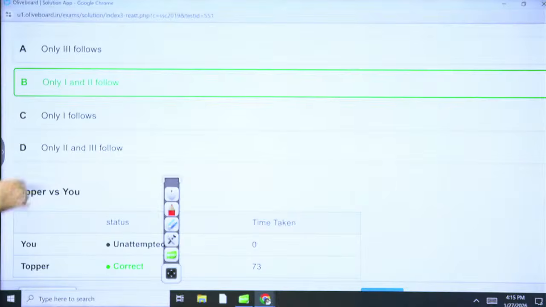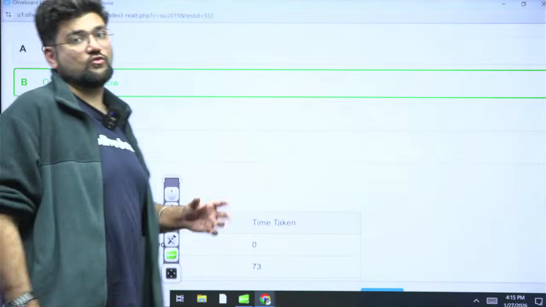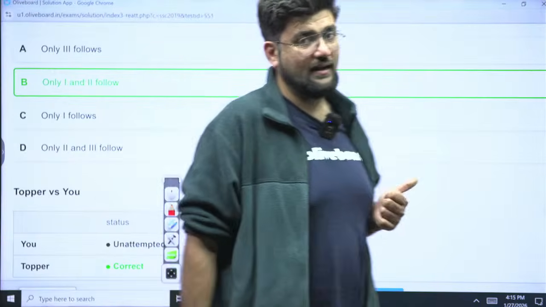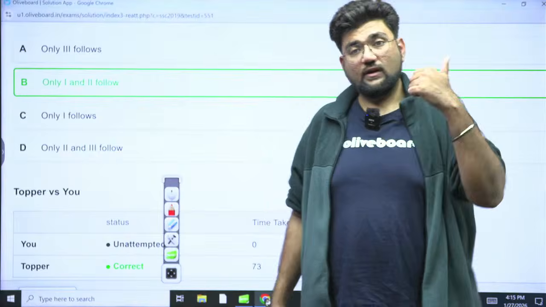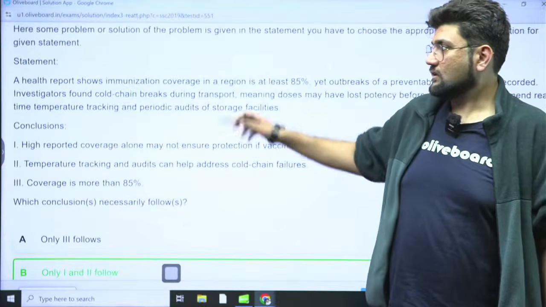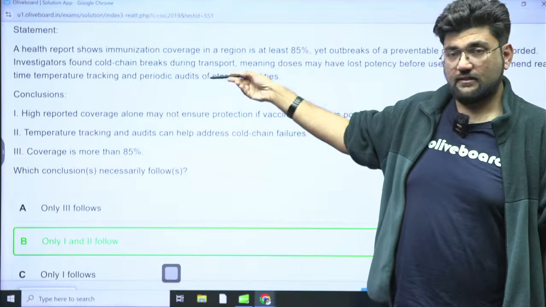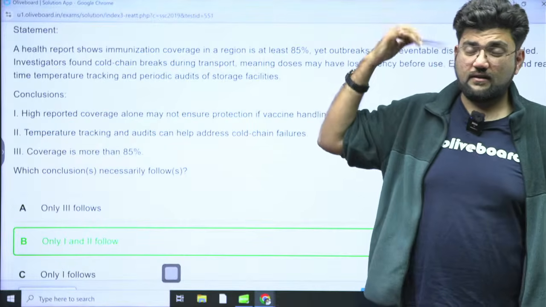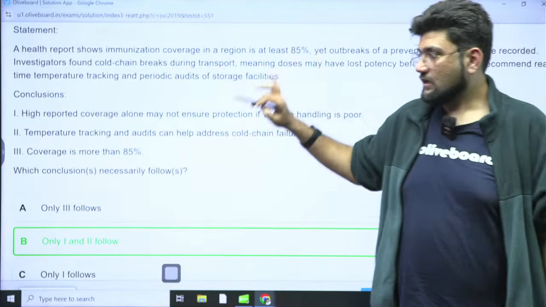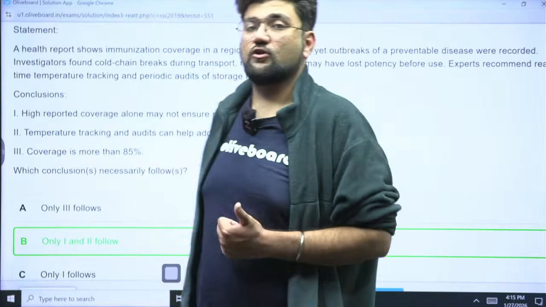And look at the timing, 73 seconds to solve this question. 1 minute 13 seconds. Of course, why? Point number 1, you need to read this thing. I know I'll take some time here, but please understand what I'm trying to say. You need to read this, simultaneously understand, decipher, look at the question, make a correct judgment, and then mark your answer. So it's going to take time.